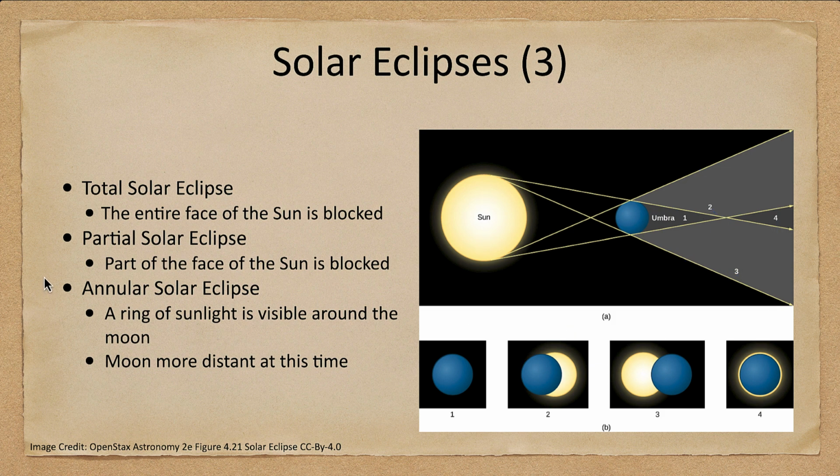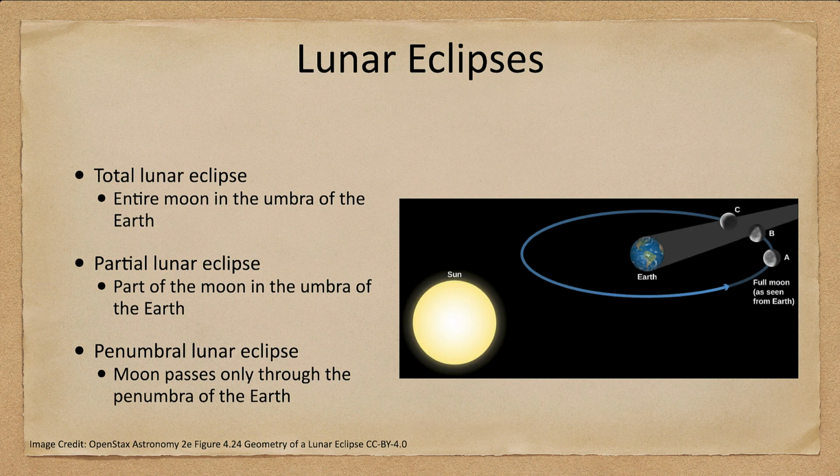Now we also want to look at lunar eclipses. So let's take a look at those. And here again is the geometry. We can have a total lunar eclipse, a partial, or a penumbral again. And again, that depends on where the moon passes through Earth's shadow. So the geometry is a little different.